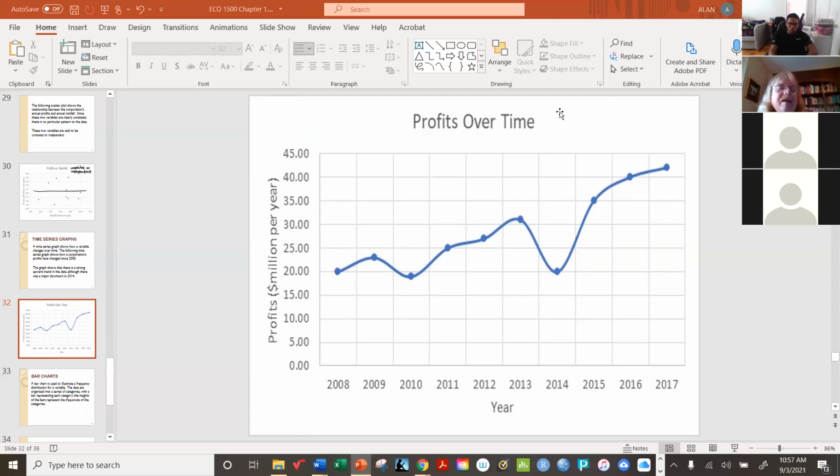Yes. Now, maybe they would have preferred that the profits grow a little faster. And there was this big slump in 2014, but in general, you can see the trend is up. The profits are rising over time. And this is the easiest way to see how a variable is changing over time. Just plot it out. We call this a time series plot because the horizontal axis is time. Time is considered to be the independent variable.